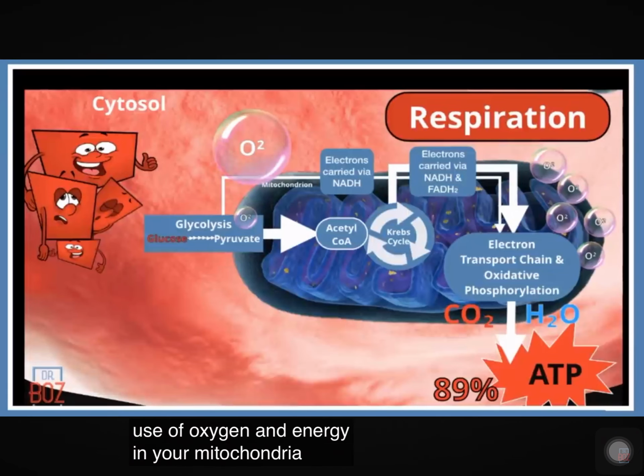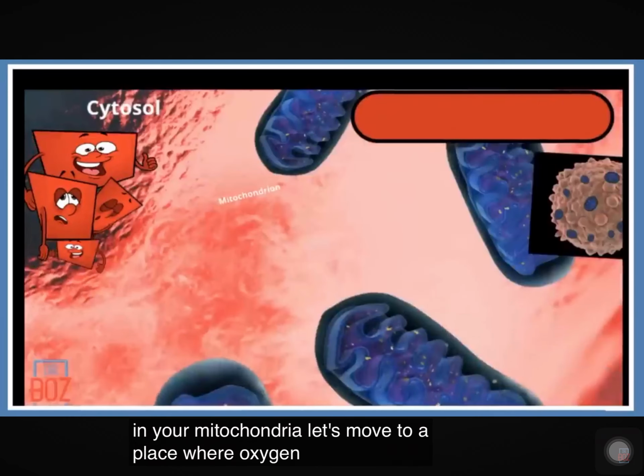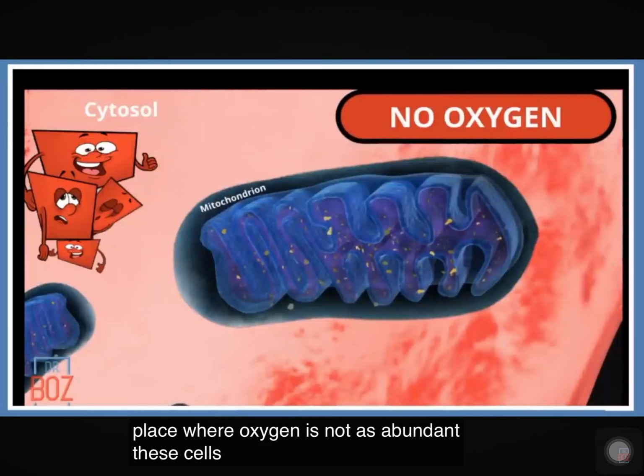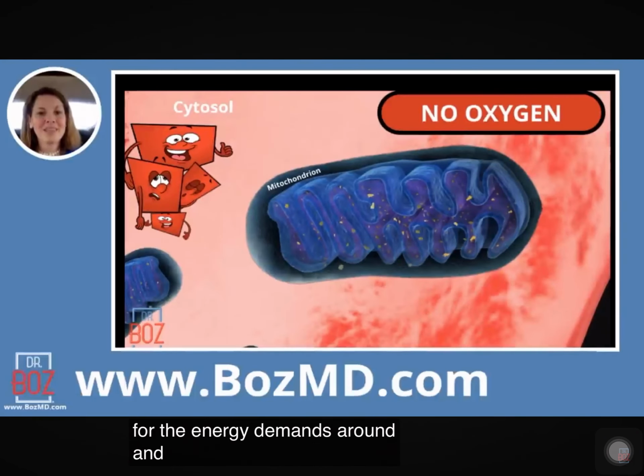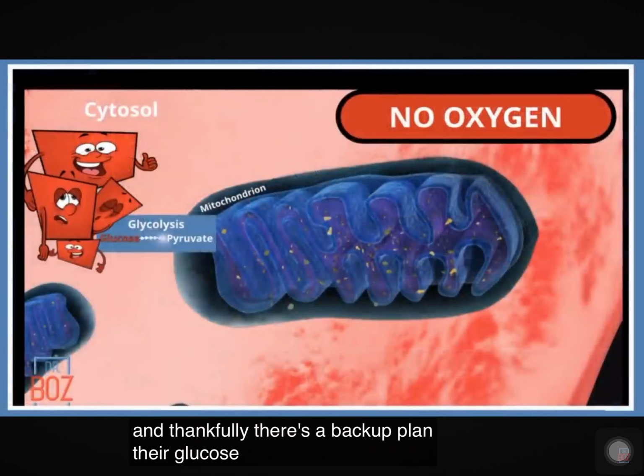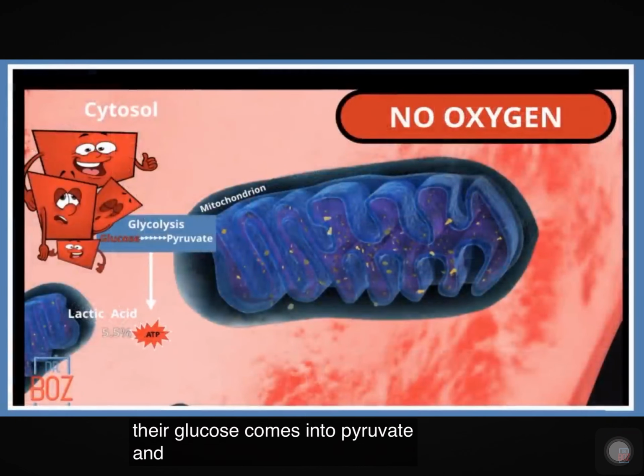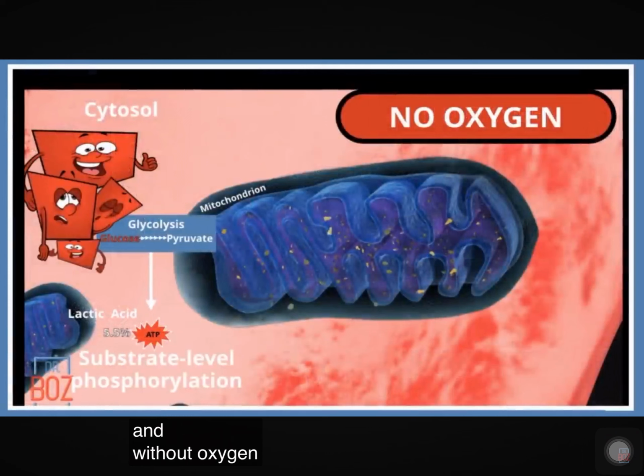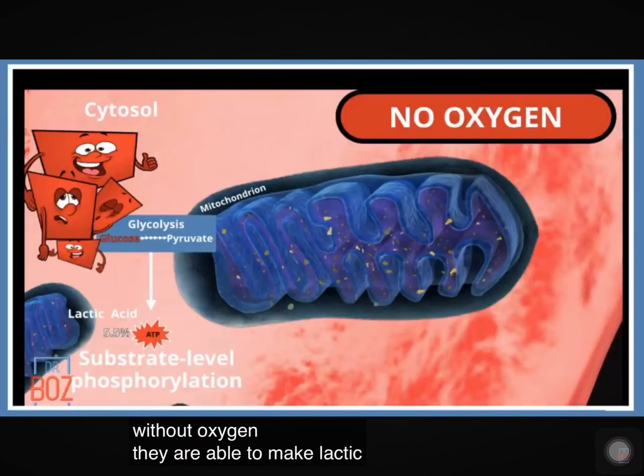Let's move to a place where oxygen is not as abundant. These cells are holding their breath. Actually, there just isn't enough oxygen for the energy demands around. And thankfully, there's a backup plan. Their glucose comes into pyruvate, and without oxygen, they are able to make lactic acid.